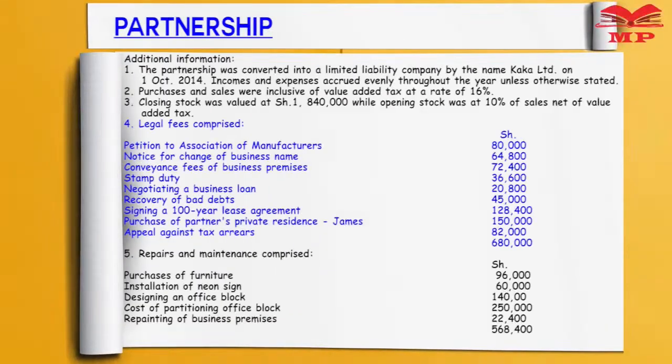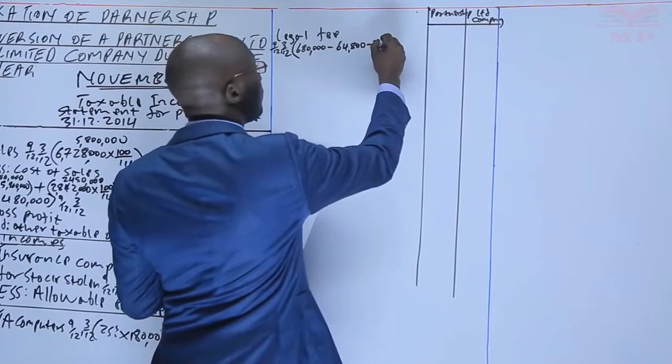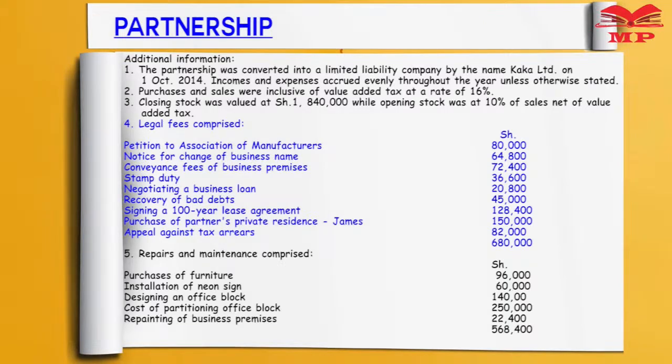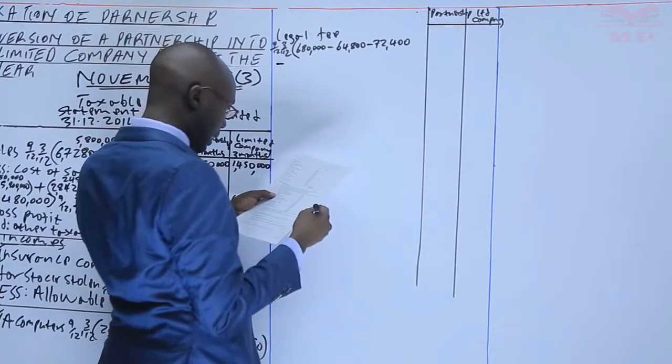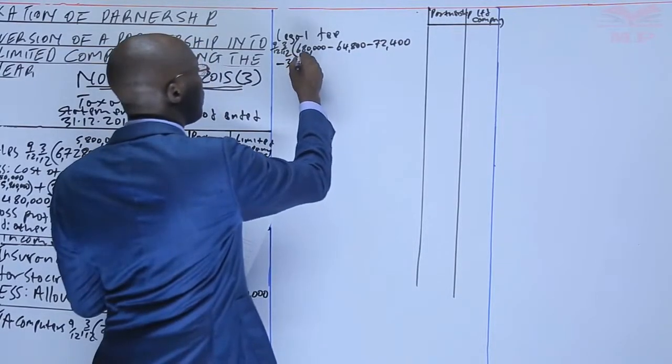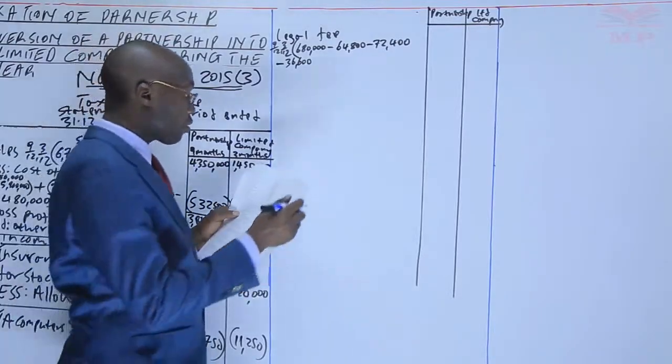64,800. Then we have the conveyance fee for business premises. We said conveyance fee is a legal cost to transfer a fixed asset, and we don't usually allow it. So we minus 72,400. Again, stamp duty. Stamp duty is a form of tax. Taxes are usually not allowable. We said that. So we minus 36,600. The other one is negotiating a business loan. We had said legal costs relating to loan, bonds and debentures are not allowed. So this one is not. So 2,800.